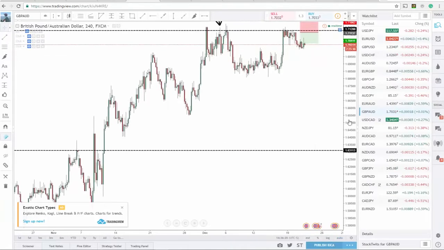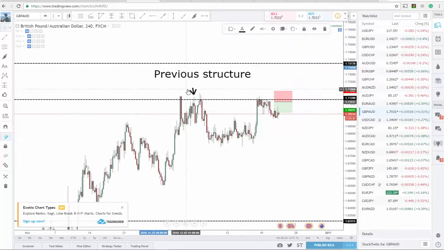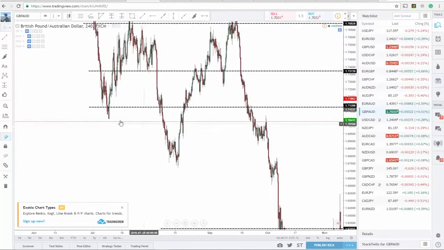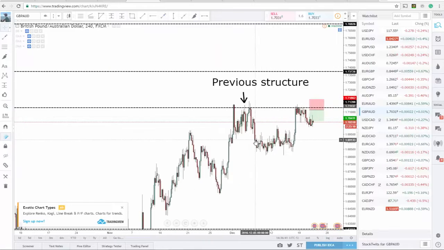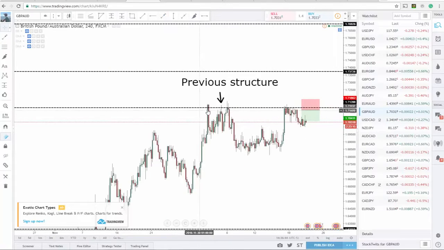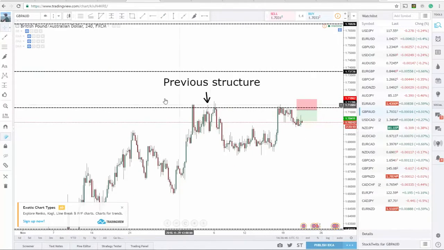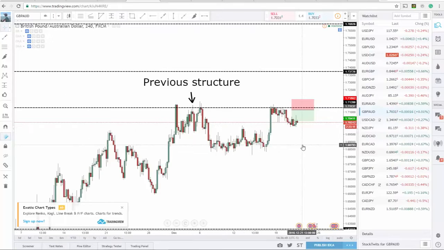Here we are on the pound Aussie 4-hour chart. And as you can see, here's our previous structure level that's held up pretty well in the past. And we can even see some touches back here along this level as well. So a pretty significant level of structure that we were interested in and planned to get involved at this level if we got the correct entry reason based on the rules of the EAP.